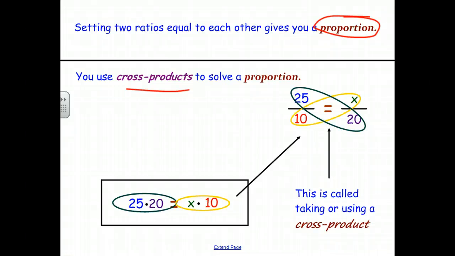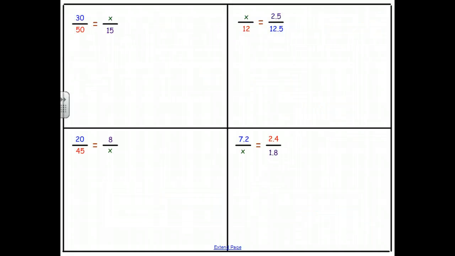But why can we do that? Because we are clearing the denominators from both fractions. So go ahead, pause the video, and take a second to solve each of the proportions that you see, and then unpause the video and we'll come back and find the solution.